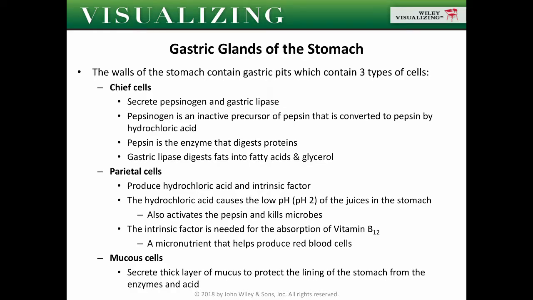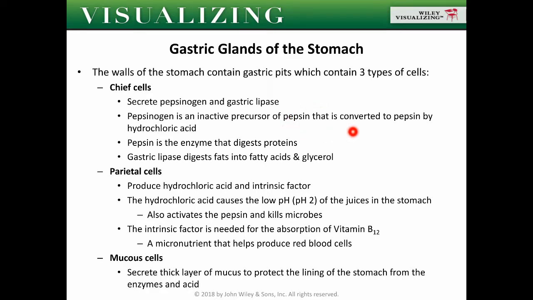So let's look at the glands of the stomach. These gastric glands produce the different enzymes that allow for chemical digestion. The chief cells secrete pepsinogen and gastric lipase. Pepsinogen is a precursor of pepsin. Pepsin is the enzyme that digests proteins.